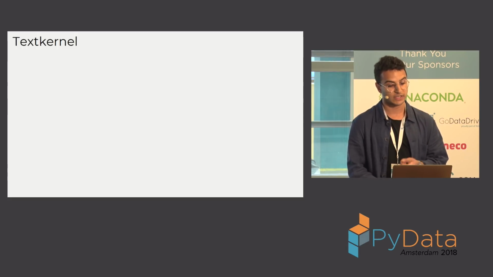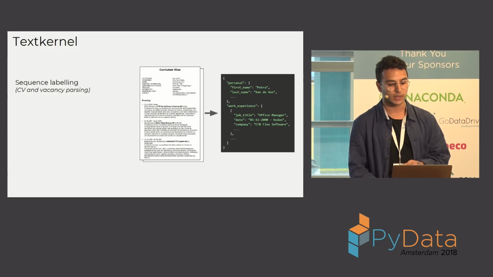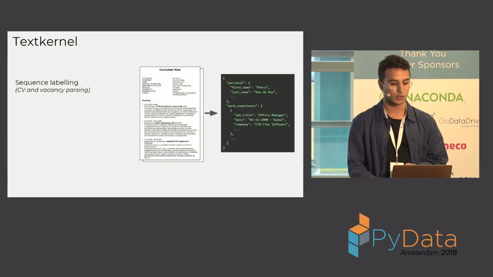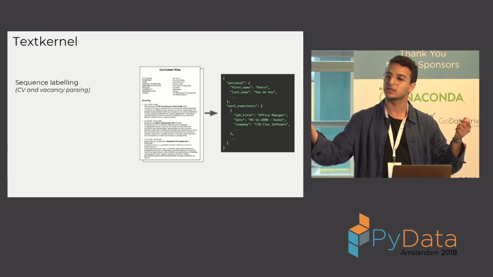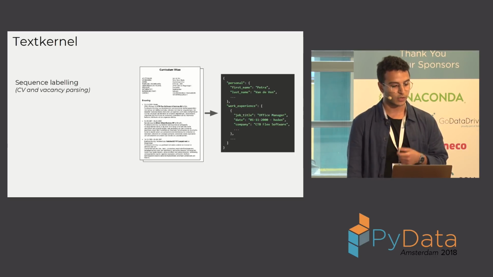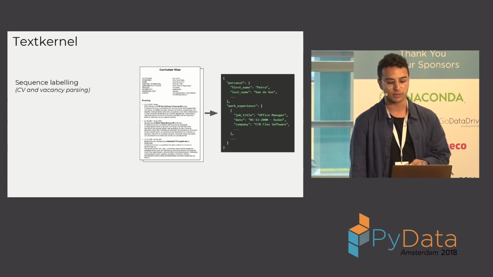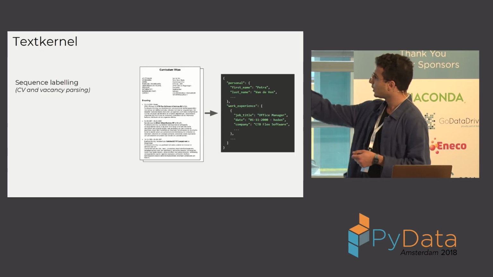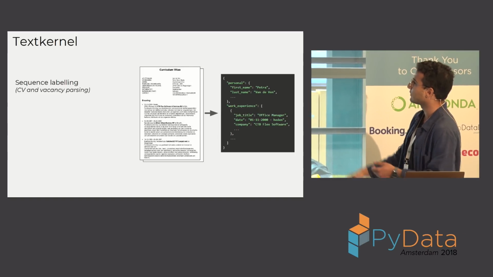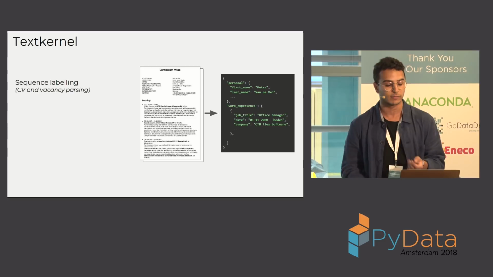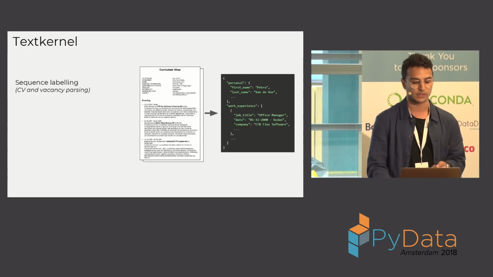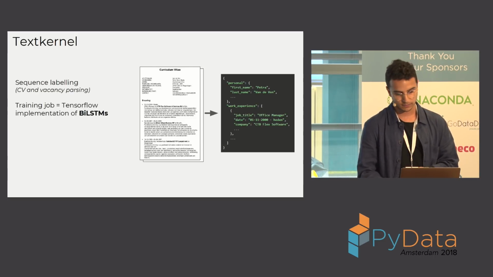As some of you know, Textkernel is doing solutions in the HR domain. So we're parsing CVs, we're parsing vacancies, and we're matching both together. So the whole idea is based on sequence labeling problems. And as you see here, we have a PDF, a typical CV, and I'd like to have this nice data structure that contains your information that people use afterwards as recruiters in search engines and so on.